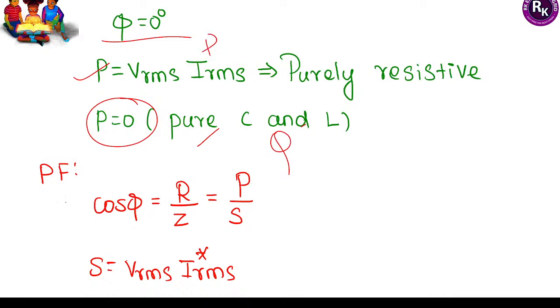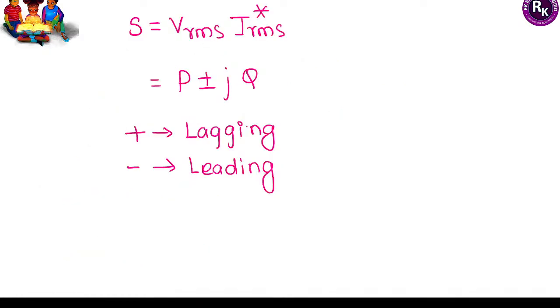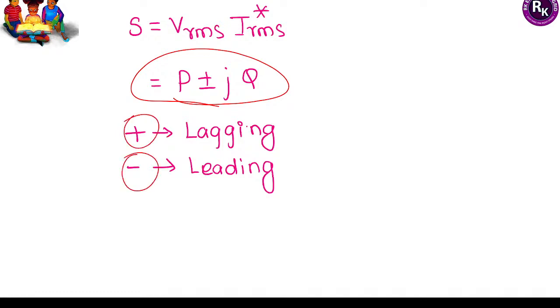And this is the formula for power factor. This is the formula for apparent power. This apparent power can also be written in an alternative way, that is plus or minus jQ. If the reactive power is lagging, then plus. If the reactive power is leading, then you will have to put minus Q.